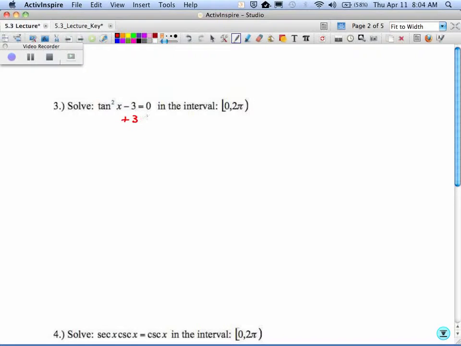Add the 3 to both sides. Square root both sides. Don't forget your plus or minus.